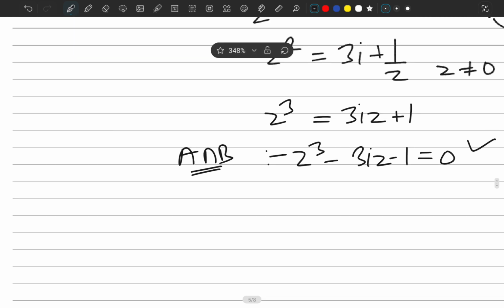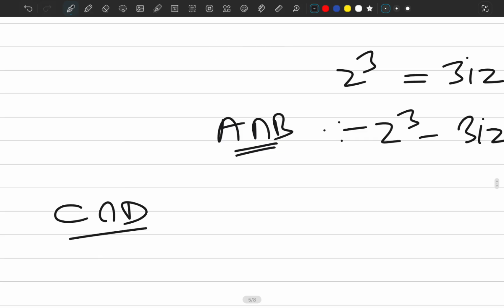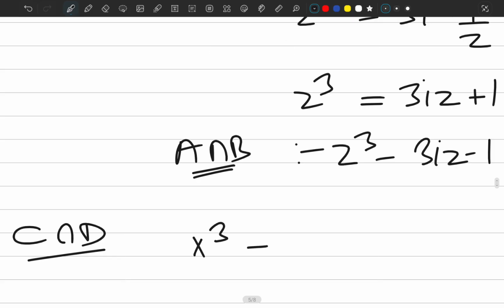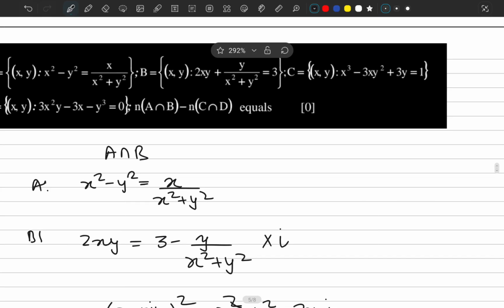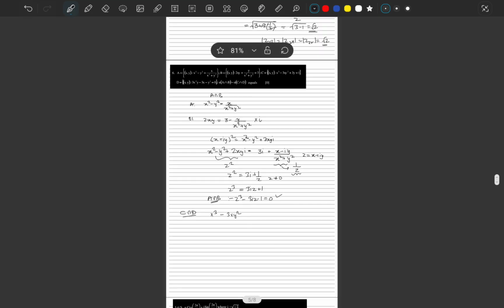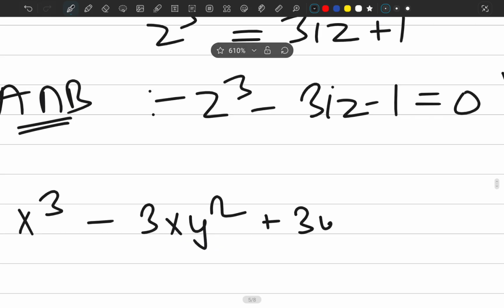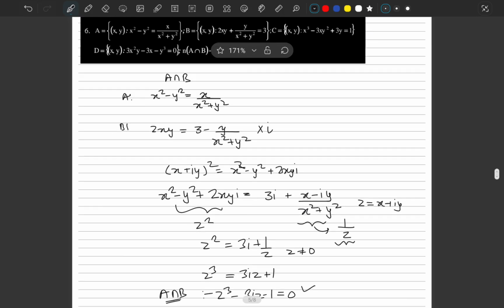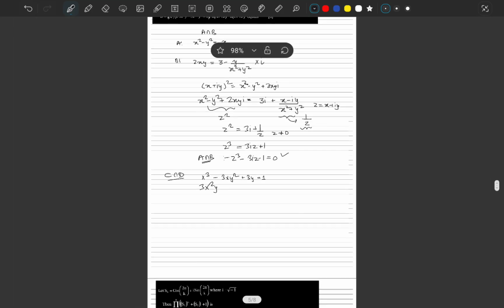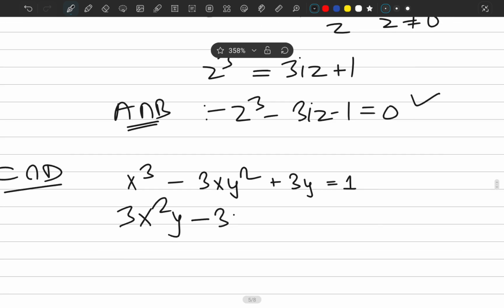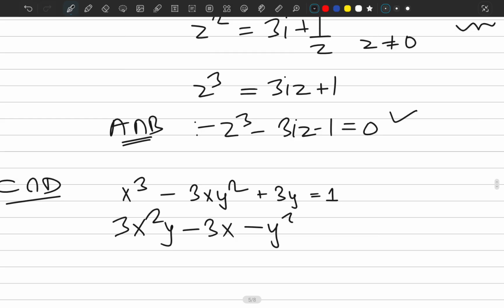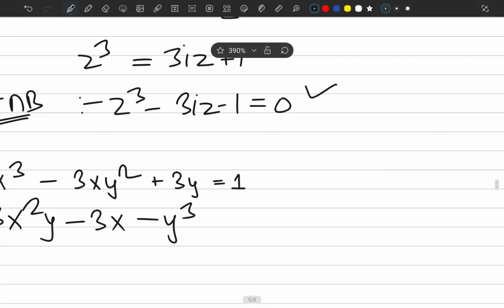Okay, now let's see for C union D. So for C union D, you can say x cube minus 3xy square plus 3y equals 1, and 3x square y minus 3x minus y cube equals 0.